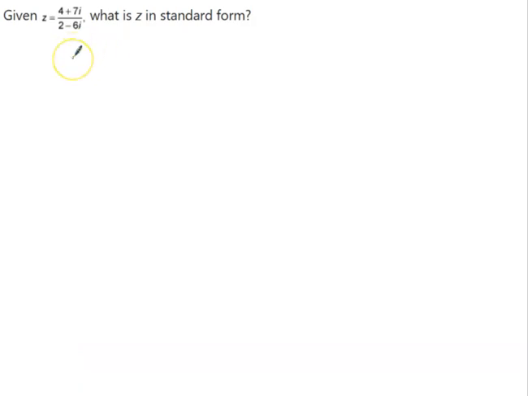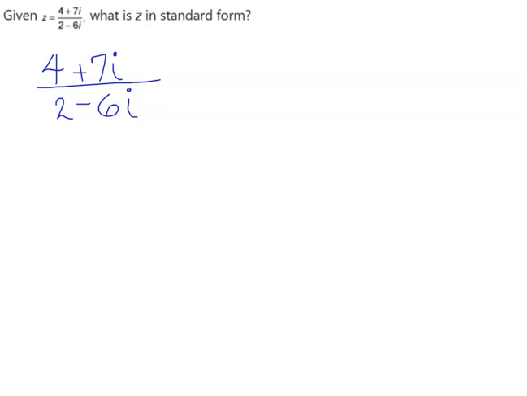Hi guys, so today we're going to work with dividing complex numbers. There is a complex number in the numerator and the denominator. So having an imaginary number in the denominator is like having a radical or a negative there. We don't leave that there as our final answer.